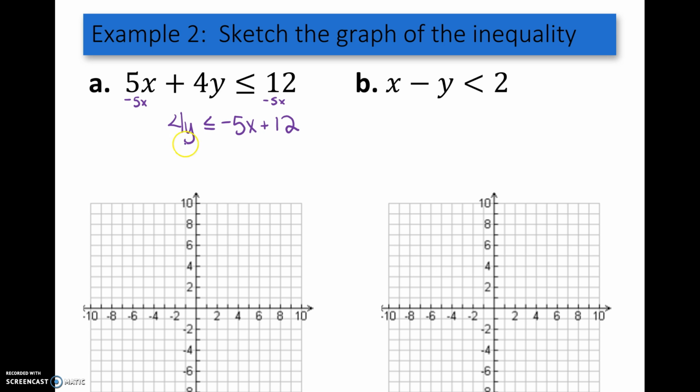And then divide everything. All three things must be divided by 4. So y is less than or equal to -5/4 x plus 3.